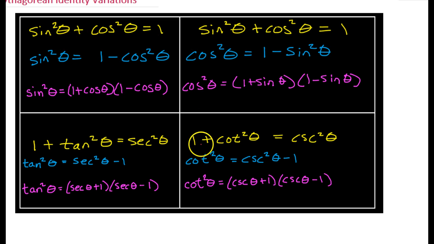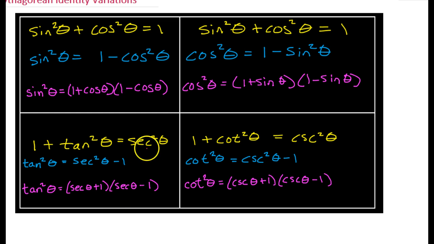These are all the variations on the Pythagorean identity. Okay, so sine squared theta plus cosine squared theta equals 1. That is the Pythagorean identity. But all of these other identities sort of flow from that. But just copy this down and use it.